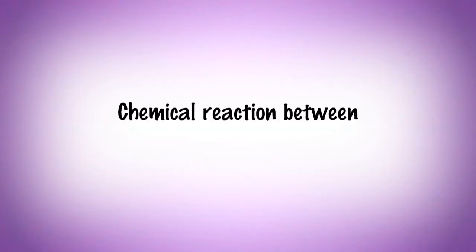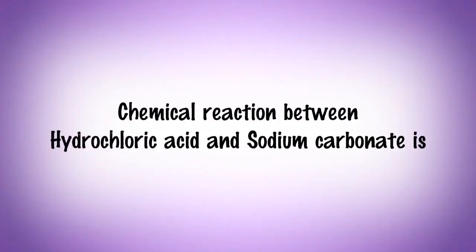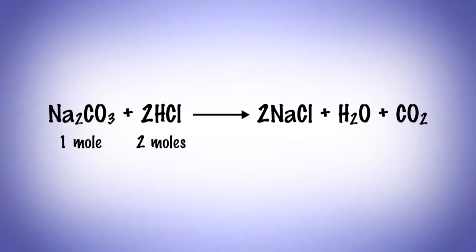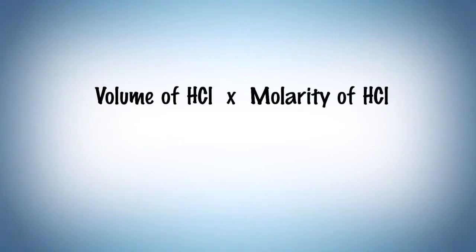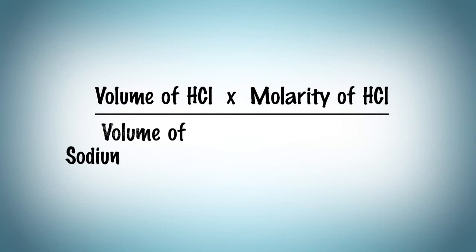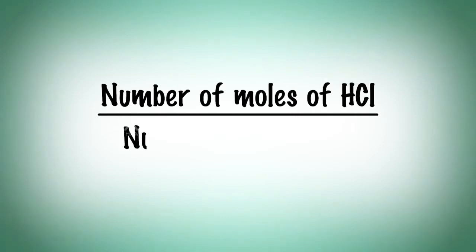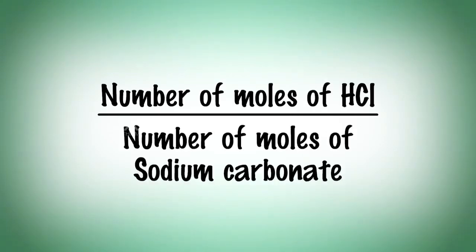The chemical reaction between hydrochloric acid and sodium carbonate can be represented as Na2CO3 + 2HCl gives 2NaCl + H2O + CO2. Since in the balanced equation, 2 moles of hydrochloric acid react with 1 mole of sodium carbonate, the volume of HCl into molarity of HCl divided by volume of sodium carbonate into molarity of sodium carbonate gives number of moles of HCl divided by number of moles of sodium carbonate.